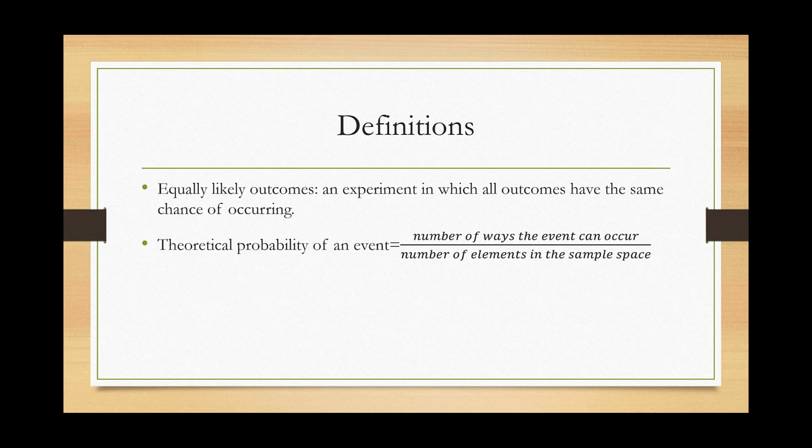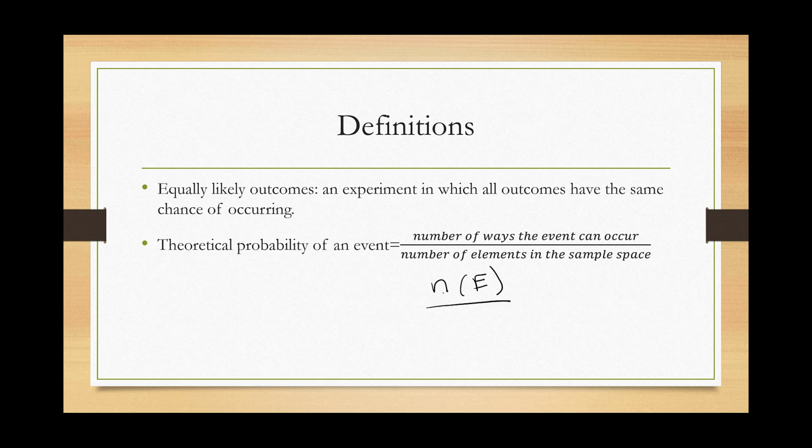Now we're ready to start looking at probability. The first type of probability we're going to look at are cases where they have equally likely outcomes. So equally likely outcomes means an experiment has the same probability or the same chances that any outcome would occur. So equally likely outcomes are helpful when we're doing something called theoretical probability. Theoretical probability means we're not actually going to do the experiment, but we're going to think about what we think would happen. So in the case of equally likely outcomes, to get the probability, we look at how many ways an event can occur divided by the number of elements in the sample space.